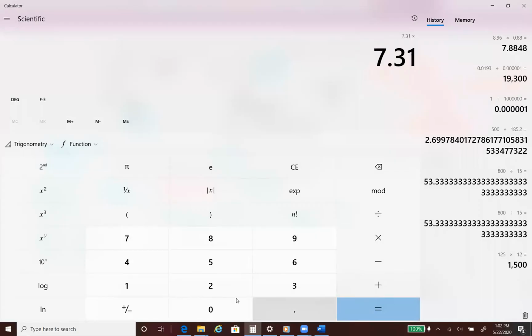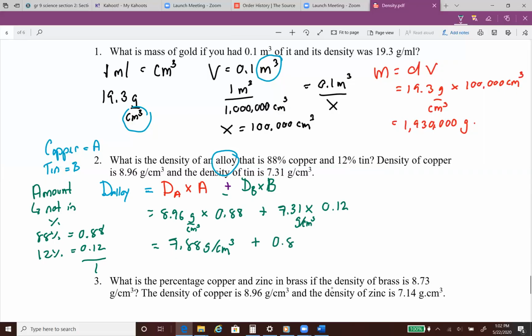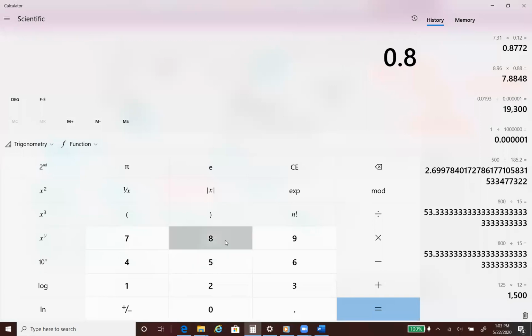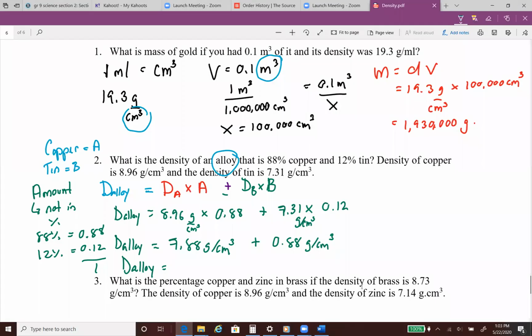7.31 times 0.12, and that is, let's say, 0.88. So this is 0.88 grams per centimeter cubed. Now we could say that the density of the alloy, we have to write that down, let's say d alloy, would be the sum of these two. So it would be 0.88 plus 7.88, which would be 8.76.